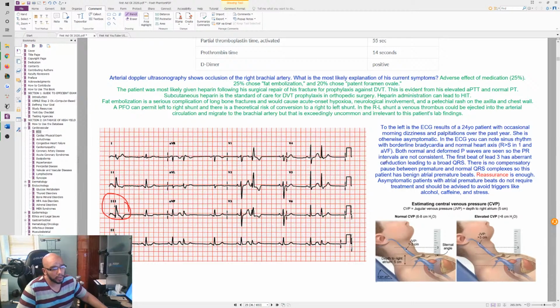There is no compensatory pause between premature and normal QRS complexes. So this patient has benign atrial premature beats. And this was a trick question because all you have to do is pick that you don't have to do anything for treatment. Reassurance is enough. Asymptomatic patients, because I told you in the explanation that the patient is asymptomatic. Asymptomatic patients with atrial premature beats do not require treatment and should be advised to avoid triggers that can worsen these things, such as alcohol, caffeine, or stress.